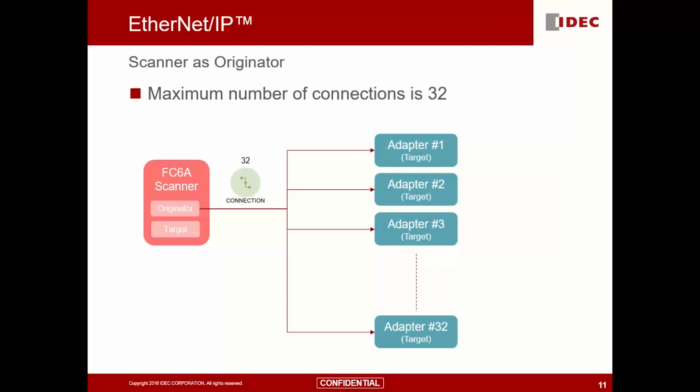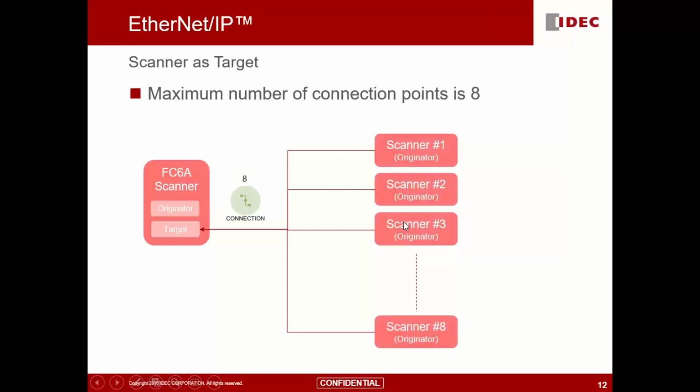Just two quick more slides on this. If our FC6A is configured as a scanner with originator function, up to 32 connections can be made. Basically, you can have up to 32 adapter devices. If our FC6A is configured as a target function to talk to other scanner devices, the maximum number of connection points is 8. So basically 8 sets of data can be received from the scanners.